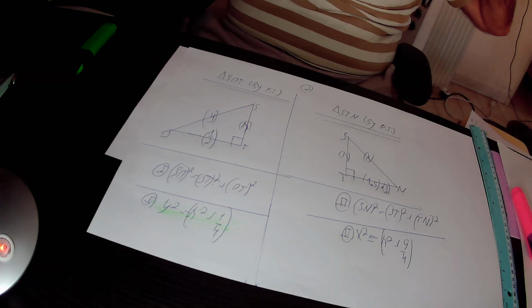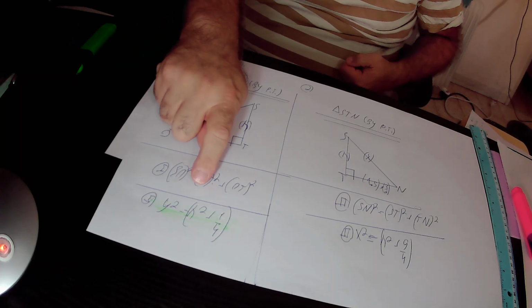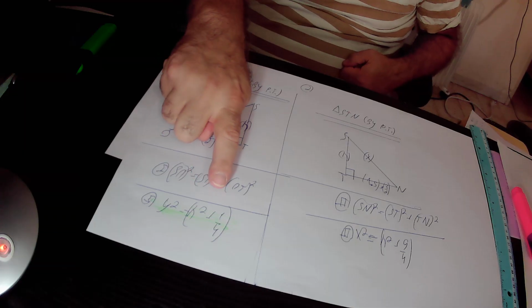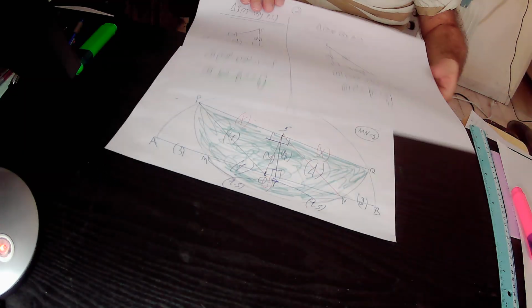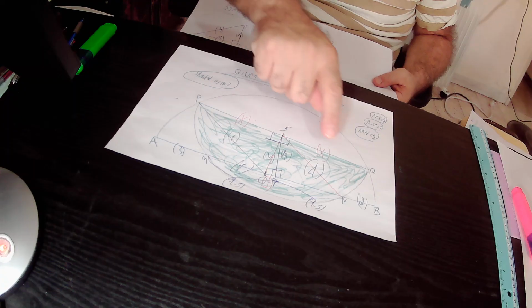So in total, according to equation 1, we actually found out that y squared equals z squared plus 1/4. In the next step, we join points S and N together by a straight line.